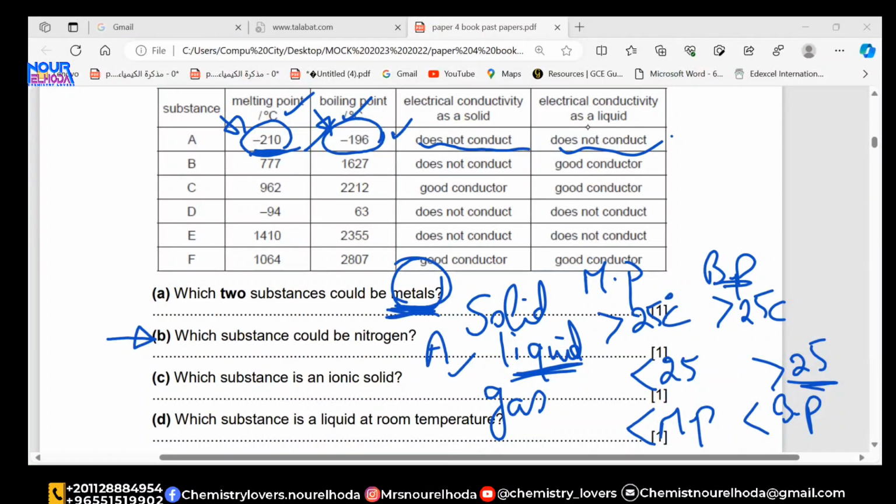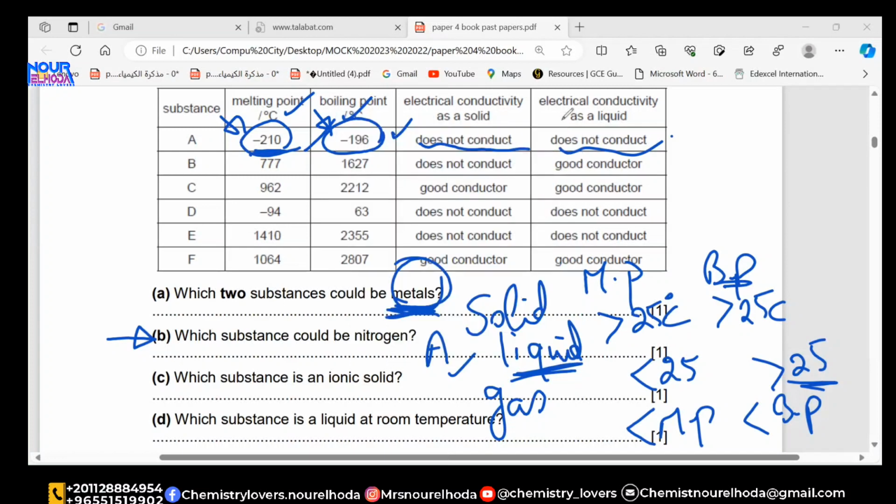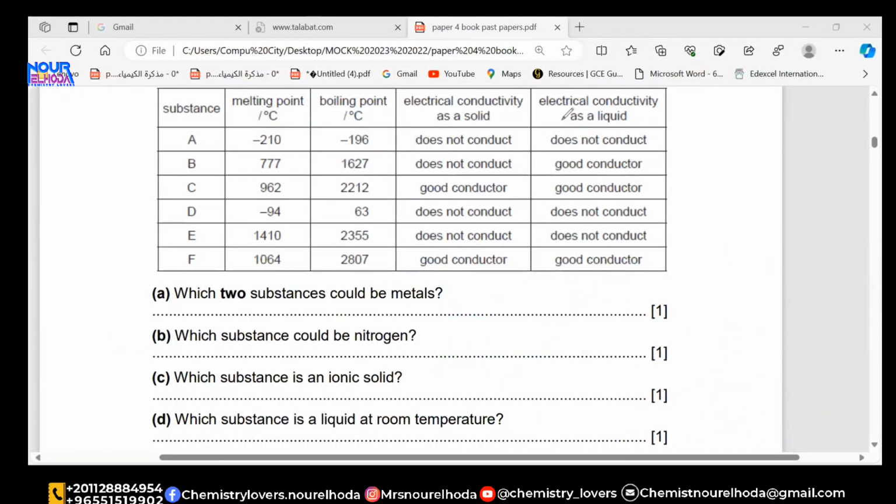Okay. Next, which substance could be an ionic solid? What do you think? How do I know? Does a non-metal have a boiling point? Sorry? B. Have high melting and boiling point.